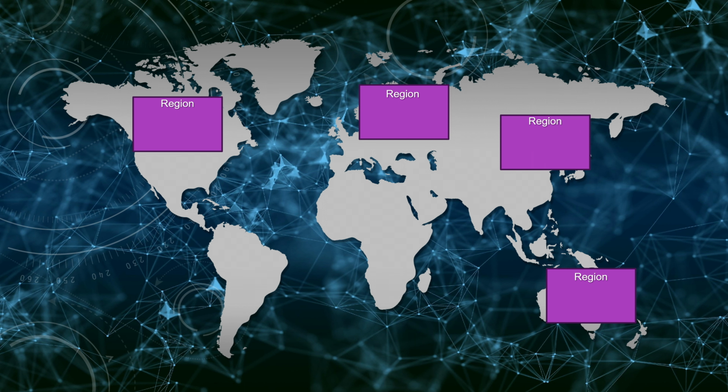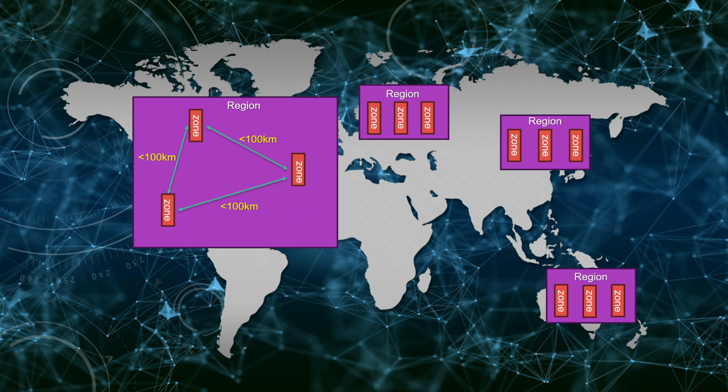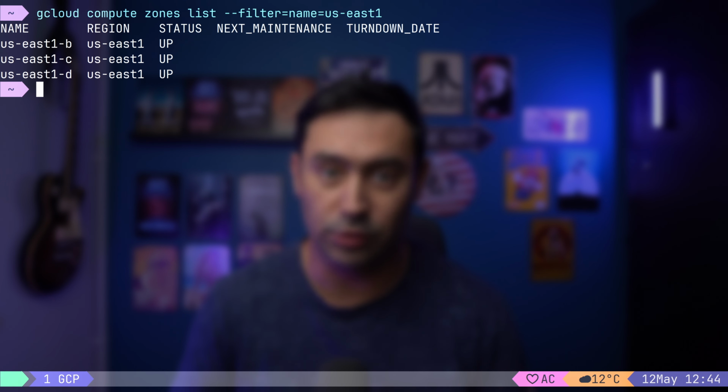To do that, let's talk about regions and zones. Each region consists of several zones, usually 3 or 4, geographically separated within the same area. A zone is an independent data center. Usually, the distance between zones is between a few to tens of kilometers. This translates to latency in range of milliseconds. Let's list the zones for US East 1 region, that's South Carolina. There are 3 zones available. In other words, 3 data centers within that region.